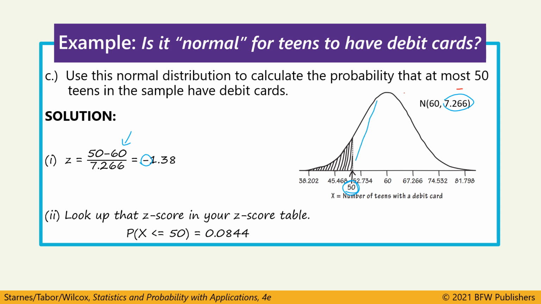Remember, if we're looking for the area to the right of some value, once we find it in our table, we'd have to do 1 minus. But since this one is to the left, this will be our selection.